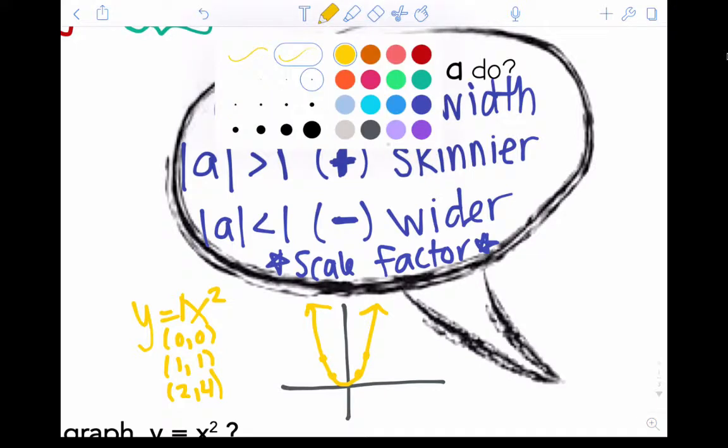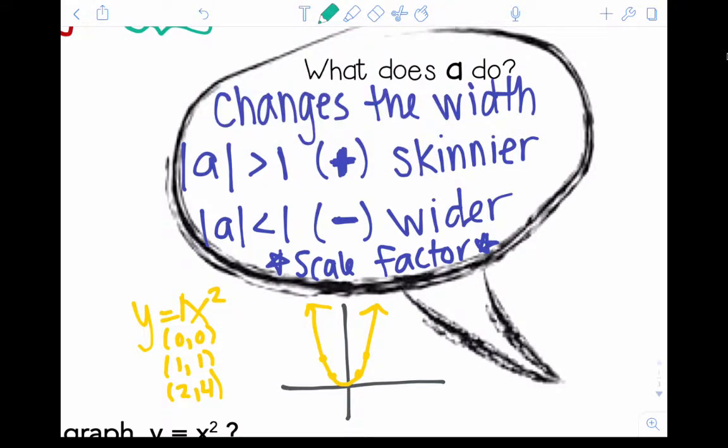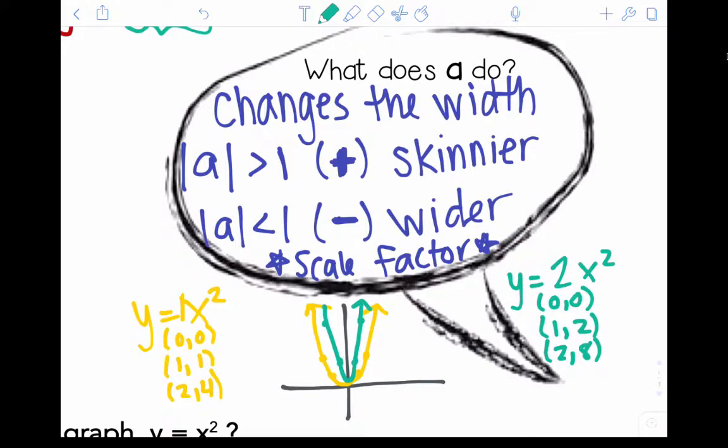All right, so let's look at another equation. Let's look at y equals 2x squared. So let's look at an a that increases or is greater than 1. Well, my vertex is still 0, 0. But if I plug in 1 for x, I get 2 for y. So that point's going to be in there. If I plug in 2 for x, I get 8 for y. So that point's going to be way up there. So this graph now looks like this. So it's skinnier.